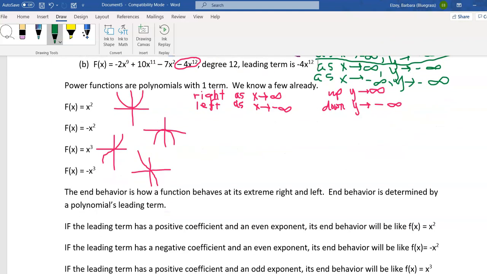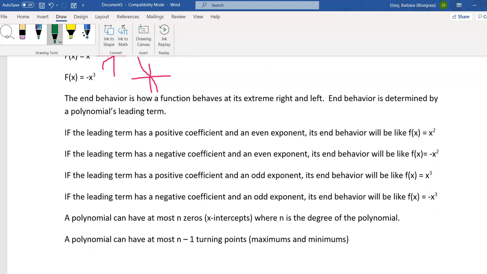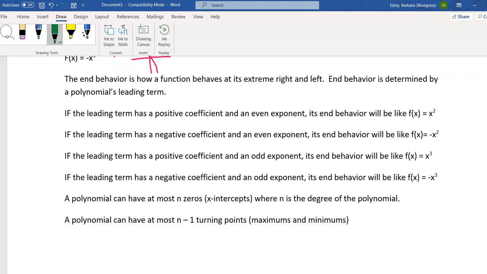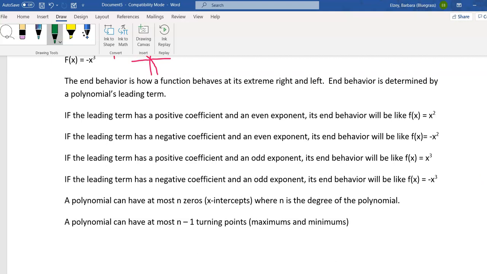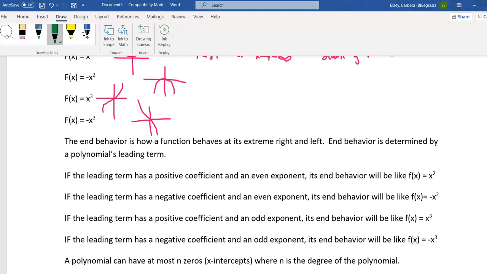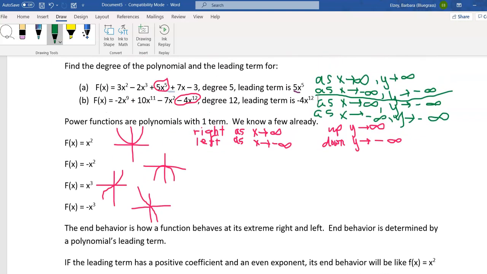Now let's get a couple of extra pieces of terminology. A polynomial can have at most n zeros, or n x-intercepts, where n is the degree of the polynomial. And a polynomial can have at most n minus 1 turning points, or maximums and minimums, places where the graph changes direction. Let's go up to our two functions and find the number of zeros and turning points they can have. Realize they may not have this many, but this is the most they can have.